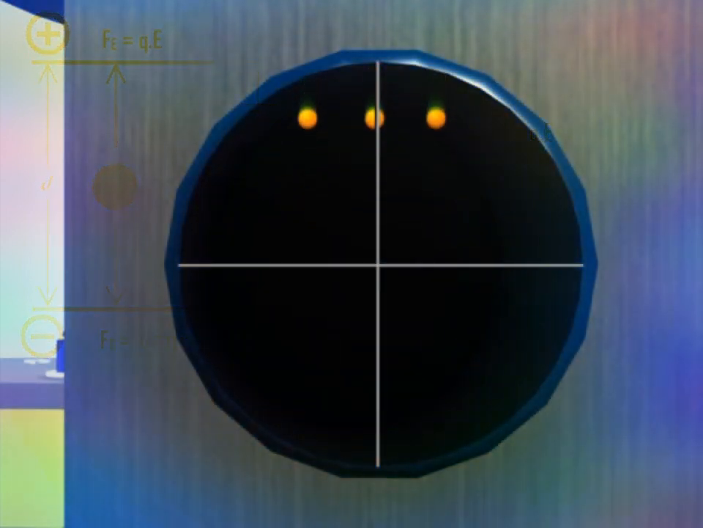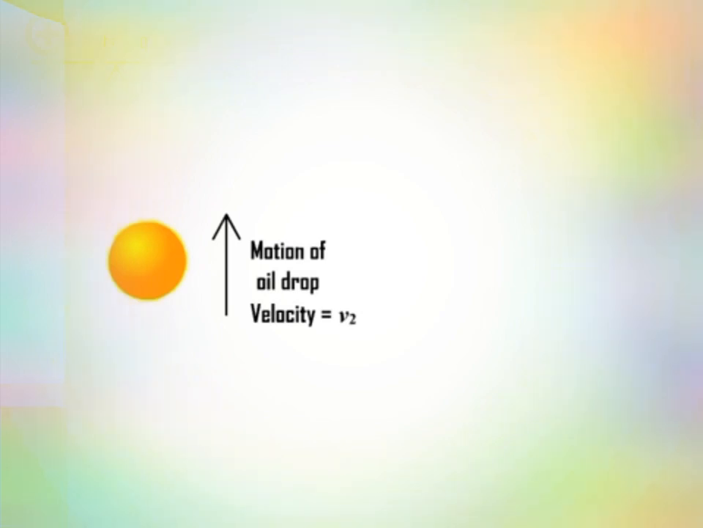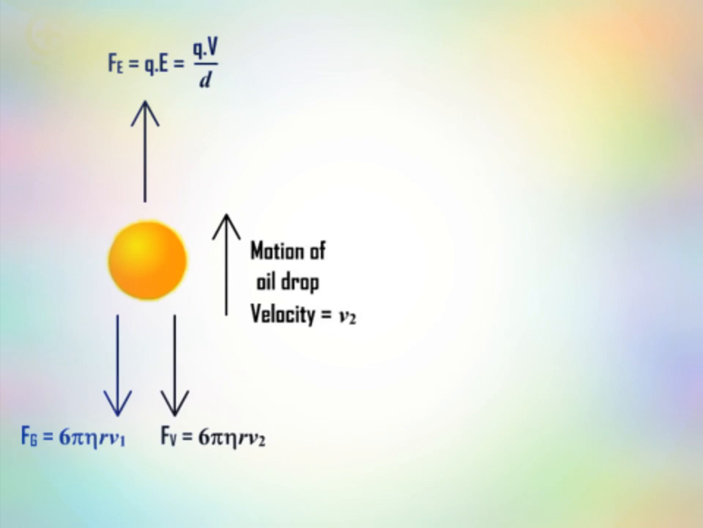Number 2. The oil drop may rise up with constant velocity v2, which may be experimentally calculated by recording the time required for the oil drop to rise a certain distance. Now the viscous force acts downward because the oil drop is moving up. Since the oil drop is rising up with constant velocity, all the forces acting on the oil drop should balance each other. That is, Fe equals Fg plus Fv, where Fv equals 6 pi eta r v2 and Fg is 6 pi eta r v1.